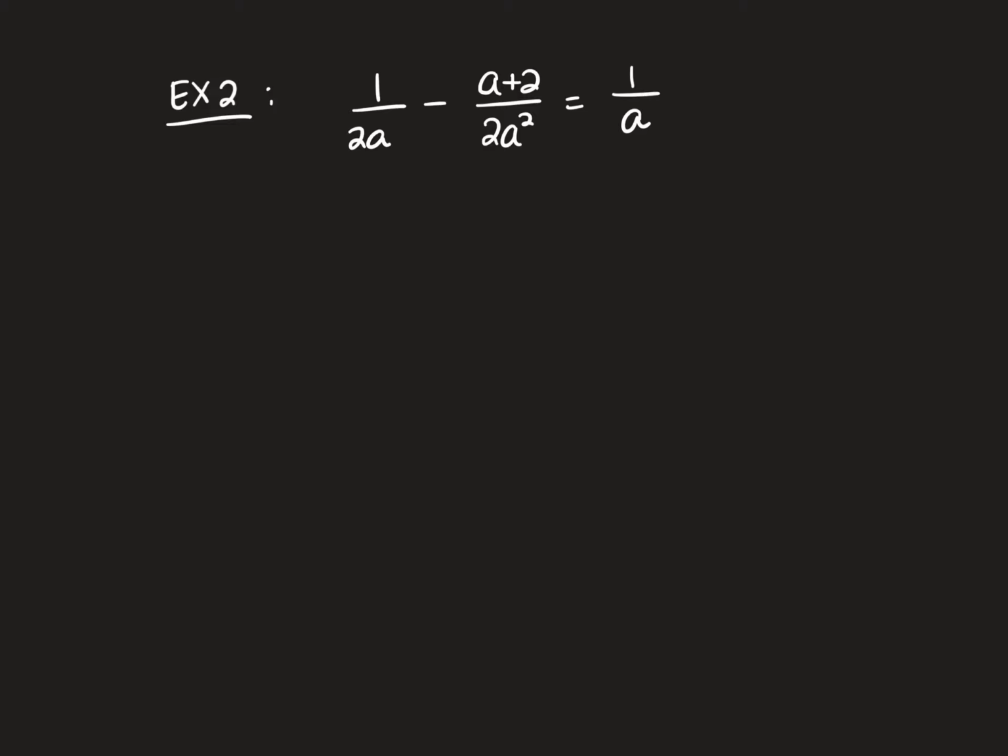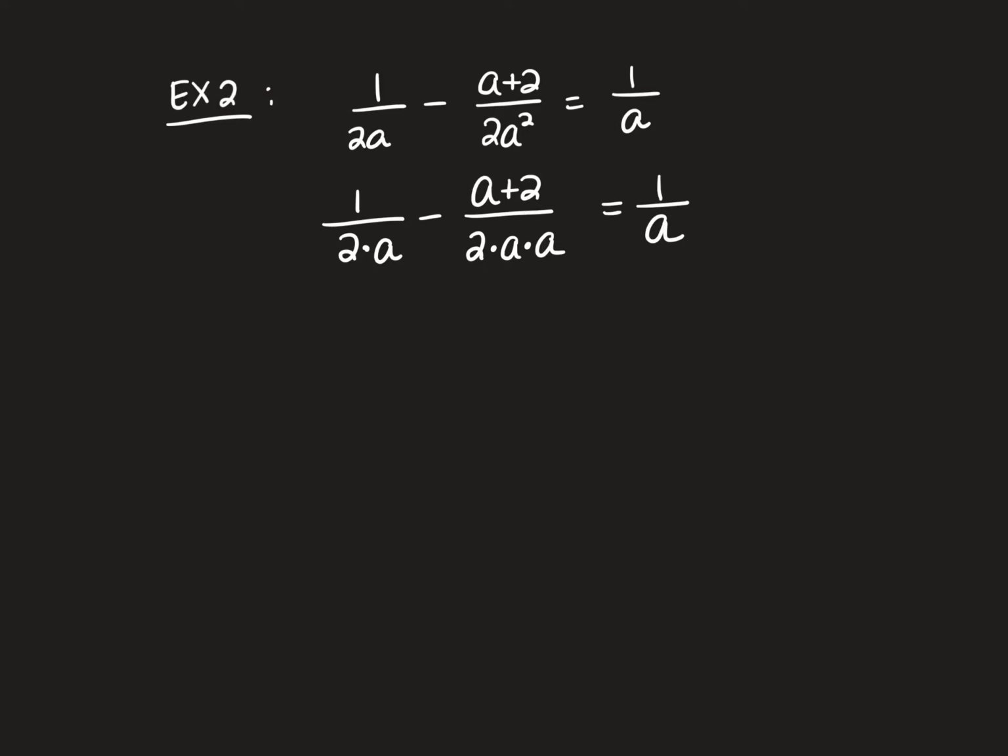So what I would suggest is that you write everything in its factored form. And what I mean by that is take all the denominators and write what they would look like if you multiplied your prime factors. So 2 times a, that's just 2 times a. I can't really split that up. But that 2a squared, I can think of that as 2 times a times a, and then equals 1 over a.